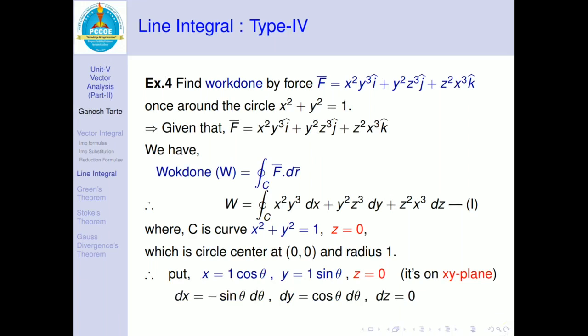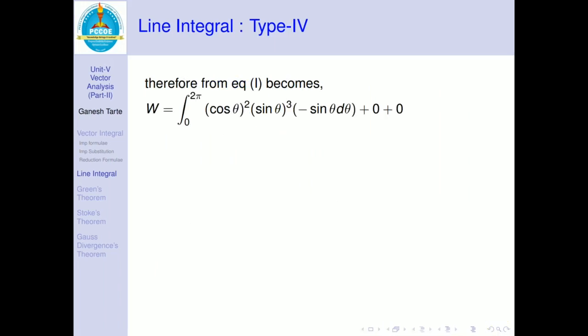Next, differentiating this, dx is minus sin theta d theta, dy is cos theta d theta, and dz is 0. So substituting all these values with the limit of theta 0 to 2 pi in equation 1, we get W, that is work done, equals the integral from 0 to 2 pi of cos theta square into sin theta cube into minus sin theta d theta plus 0 plus 0, because in the second term there is z and in the last term we have dz.